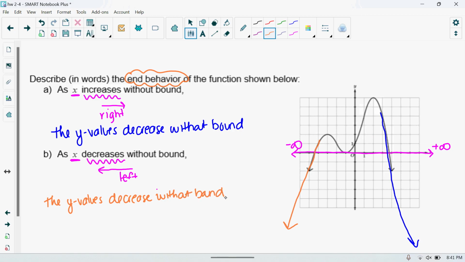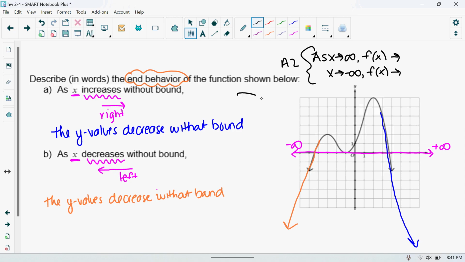And in Algebra 2, we wrote our end behavior where we would say like, as x goes to infinity, f of x does this, and as x goes to negative infinity, f of x does this. This was the Algebra 2 notation. This is our words or description. Now we're going to talk about the more formal way that we're going to write end behavior from now on, in limit notation.